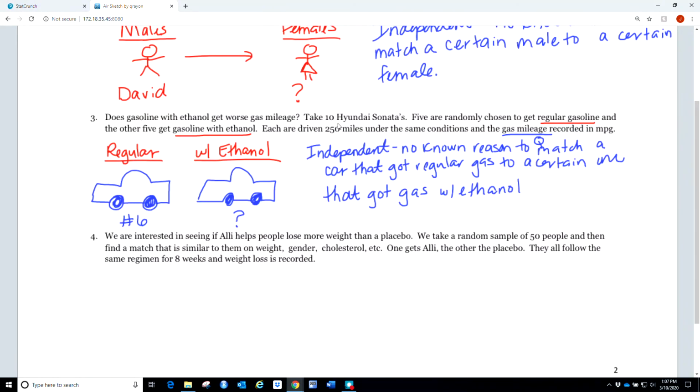Hopefully that explains most of the reasons that you might have thought that this one was paired. And it is also very helpful to think about it one vehicle at a time. Because another reason to possibly think it was paired is if I have 10 cars, 5 got regular gas, well then there's automatically the other 5 that got the gas with ethanol. That is correct, but again, is there a certain one in that regular gas group that gets specifically matched to one in the with ethanol group? So doing it one vehicle at a time can help you sort of see why there's not a pair going on here.